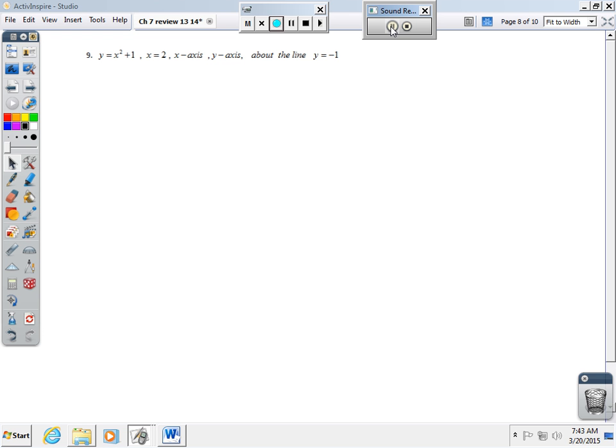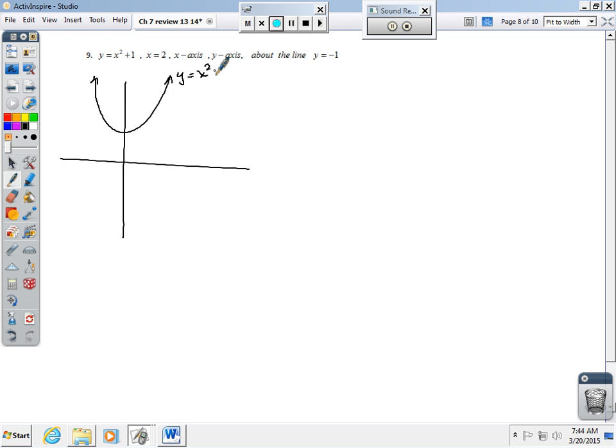All right, number 9 and number 10. Okay, here we go with number 9. We graph first. X squared plus 1, so it's a parabola shifted up 1. It's y equals x squared plus 1. The line x equals 2. X equals 2. The x-axis and the y-axis.